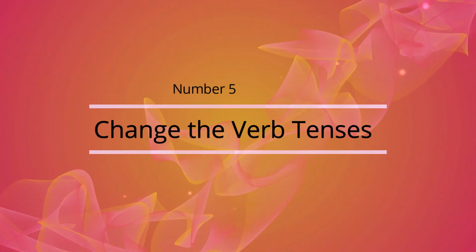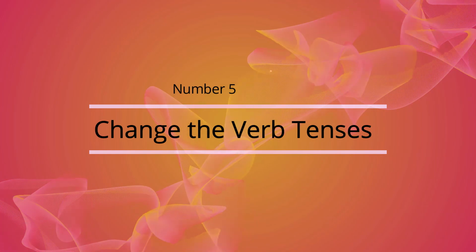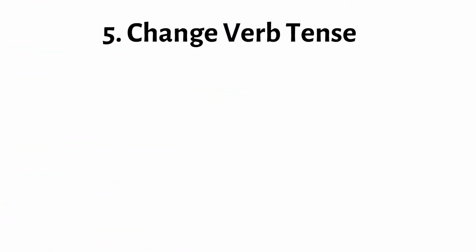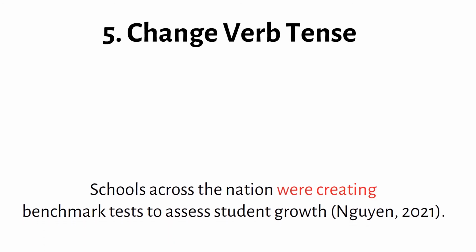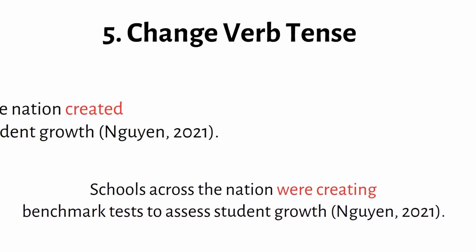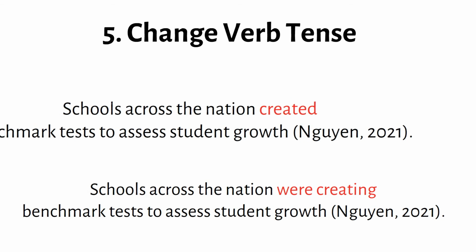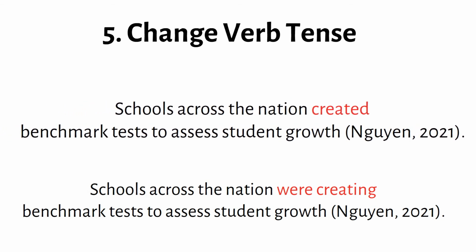The last tip is to change the verb tense. This is a fan favorite because it really is the easiest. Just eliminate the passive verb "were" and change the tense of "creating" to "created." Nothing else changes. Super simple.